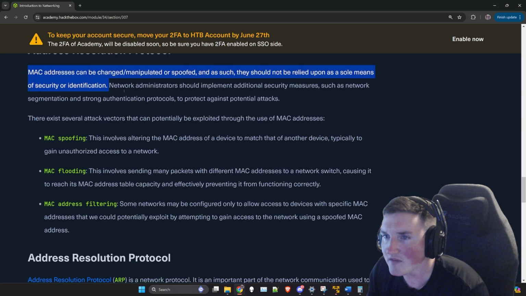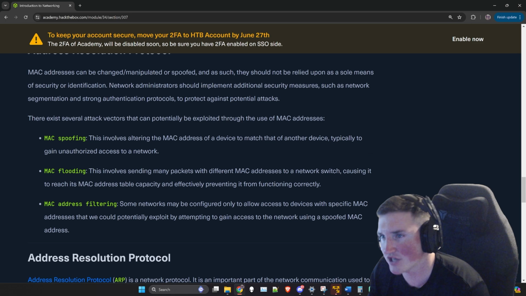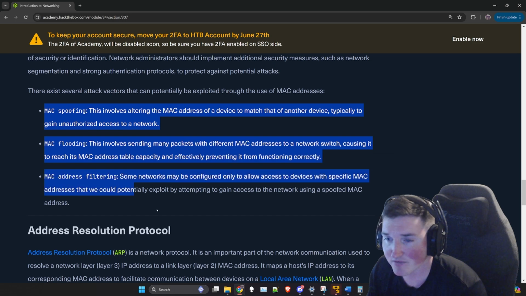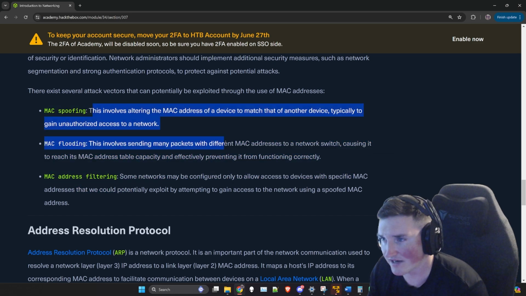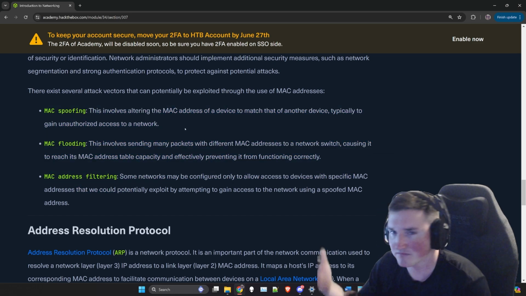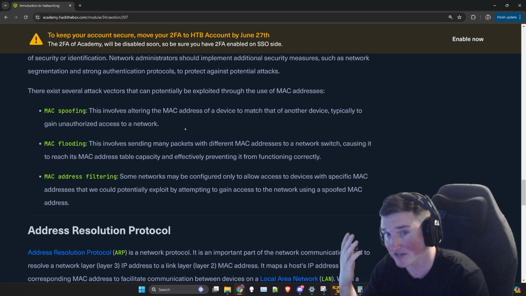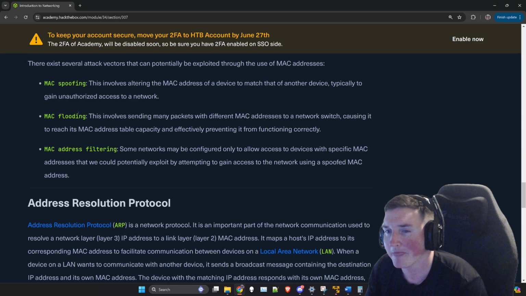So now you can see MAC addresses can be changed, manipulated, and spoofed. This is why you've got to be careful. These are some of the attacks that happen with MAC addresses. MAC spoofing is self-explanatory. I pretend I put my MAC address as yours. I change mine to make it look like yours, and then the network lets me in because they think I'm you, right? MAC flooding.